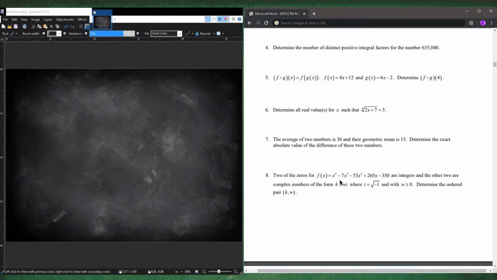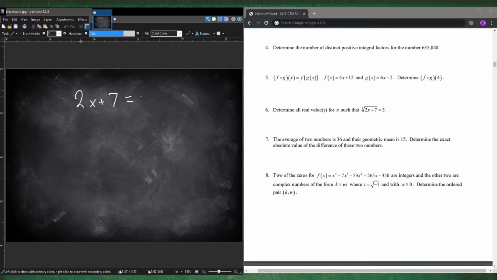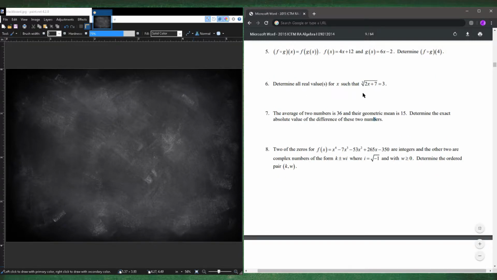Number 6, determine all real values for x such that the cube root of 2x plus 7 is equal to 3. So 2x plus 7 is equal to, what's 3 to the power of 3, right? So 2x plus 7 is equal to 27. So 2x is equal to 20, x is equal to 10. So the only possible answer is 10. Because if you're taking a square root or a fourth root or a sixth root, like anything with an even root, there might be a positive or negative. But if it's an odd root, there's only one possible answer usually. So for all real answers, the answer is just 10.